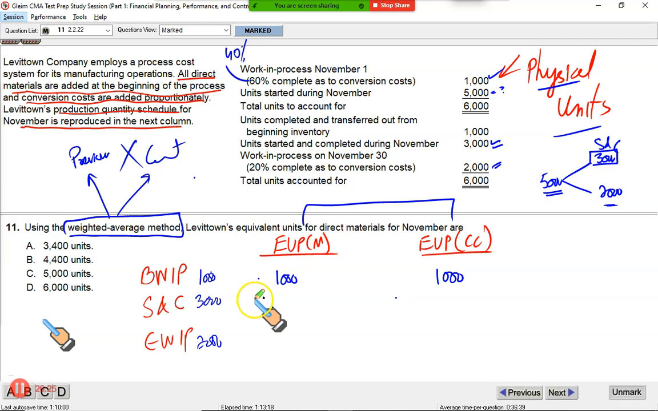Started and completed: these units were started during the period and completed. So all the material was added. These units were started and completed, so all the conversion cost was added during the period. This is important. Remember, under weighted average, beginning work in process and started and completed will always be 100%. Simply take these numbers here: 1000, 1000, 1000, 3000, 3000. This is always the case.